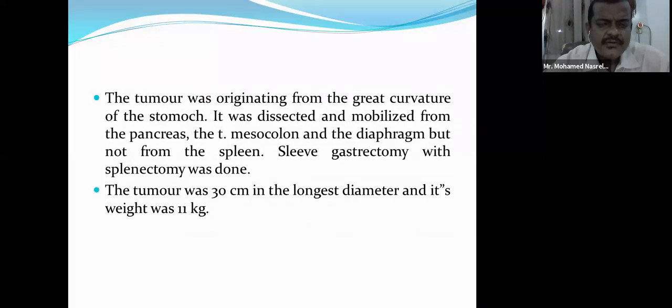The tumor was originating from the greater curvature of the stomach. It was dissected and mobilized from the pancreas, the transverse mesocolon, and the diaphragm, but not from the spleen. Sleeve gastrectomy and splenectomy were done. The tumor was 30 centimeters in its longest diameter, and its weight was 11 kilograms.